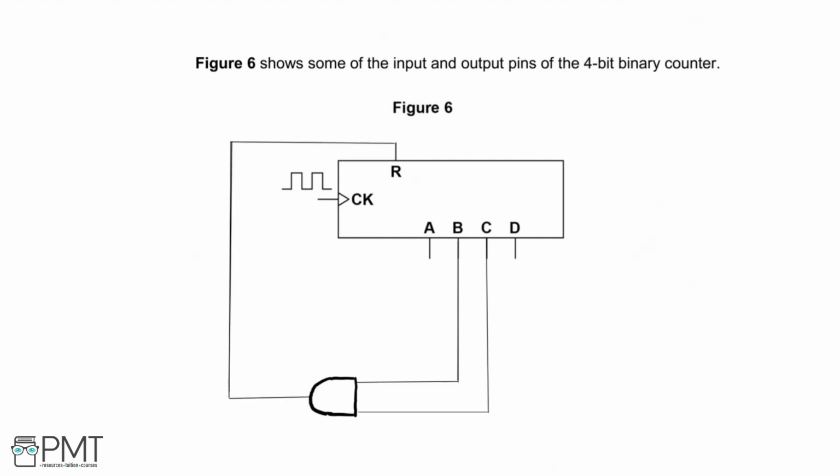So in terms of marks for this question, you get your first mark for selecting B and C, and your second mark for using a single 2-input AND gate. You could also get a mark for writing the correct reset code, but this is just an alternative, so 2 marks there.